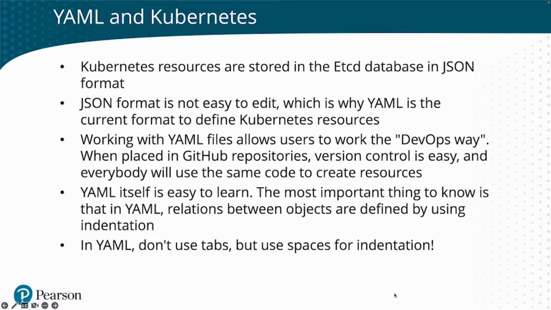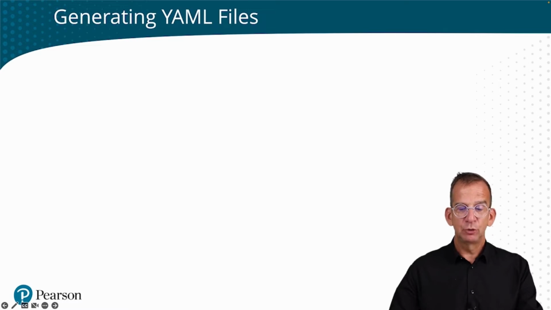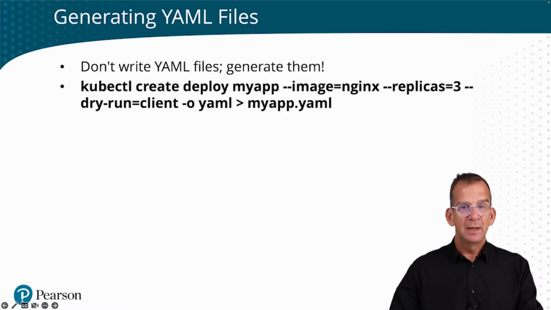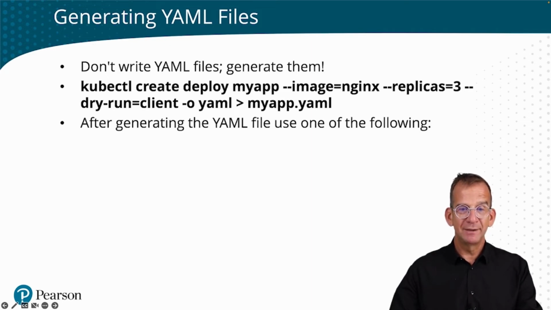But I can tell you, you shouldn't be writing YAML too much. You should be generating YAML files. You can generate YAML files easily by using your kubectl whatever command, followed by two options. --dry-run=client is performing a dry run from the client side. That means that it generates the code that would be sent to the Kubernetes cluster. -o yaml will print that code as YAML, and if you use Linux redirection to myapp.yaml, you send it to a YAML file. And that's how you generate a YAML file.